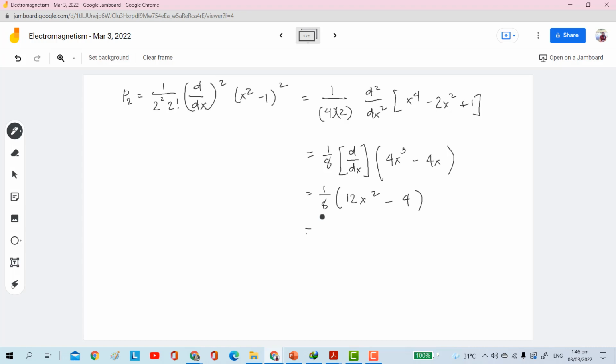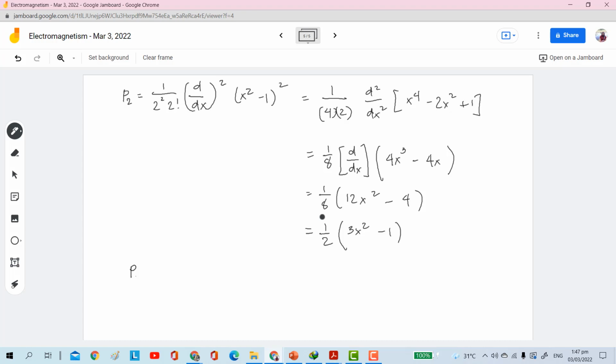Or we can simplify this one. We can factor out 4. So you have 1/2 multiplied by, factoring out the 4, what is left, class? 3, no? 3x squared minus 1. Okay. So this is p sub 2.